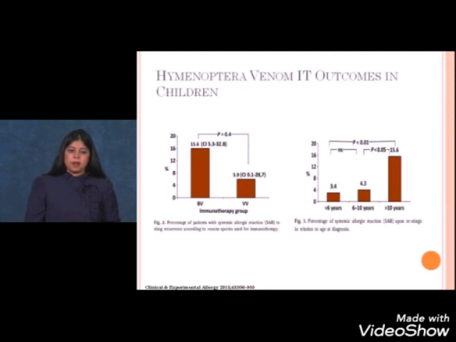This was a paper looking at the outcomes of Venom IT in children. And so here on the left you have honeybee allergic patients and vespid allergic patients who are receiving immunotherapy. And you can see here that the percentage of patients with systemic allergic reactions with a sting subsequent to starting immunotherapy was much higher in the honeybee group versus the vespid group. Low, but still higher than the vespid.